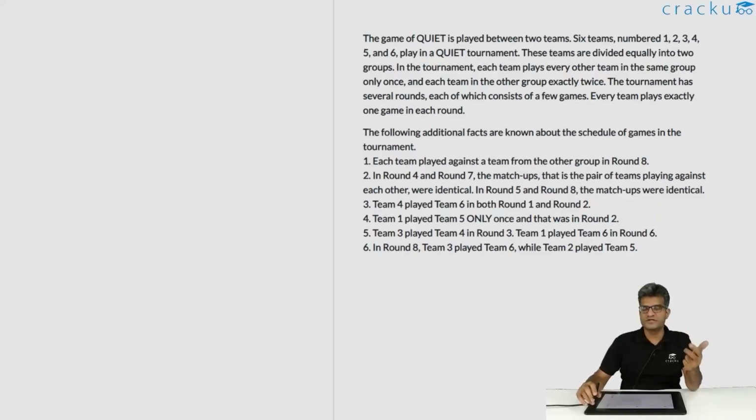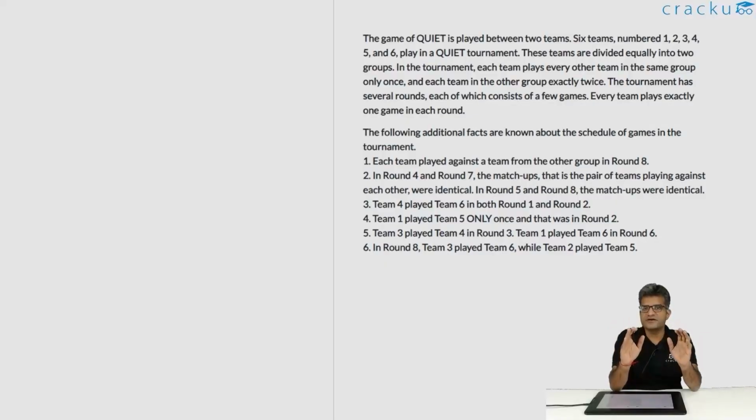We have 1, 2, 3, 4, 5 and 6. Now they are playing in a tournament. They are divided into 2 equal groups. We have group 1, which consists of 3 teams, and group 2, which consists of 3 teams. Now each team in a particular group plays against the other 2 teams exactly once. And the teams which are part of different groups play against each other 3 times.